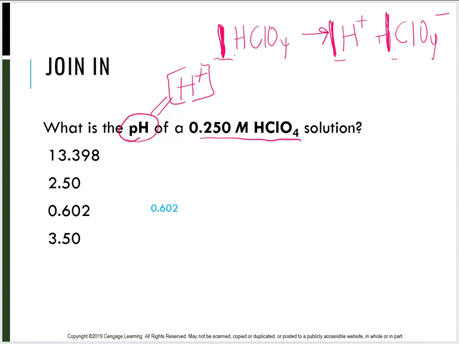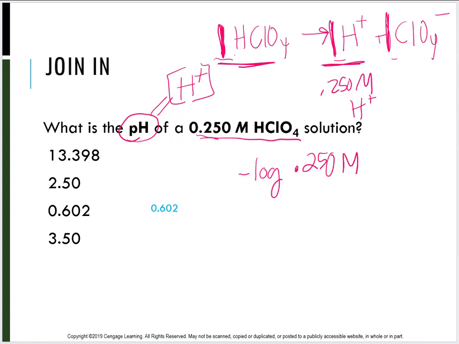So it's all a 1 to 1 to 1 ratio. So if I've got 0.250 molar of this, I'm going to have 0.250 molar of H+. So to find the pH, I just need to do the negative log of 0.250. That's the concentration. So let's plug that into your calculator. The negative log of 0.25 should give me a pH of 0.602.